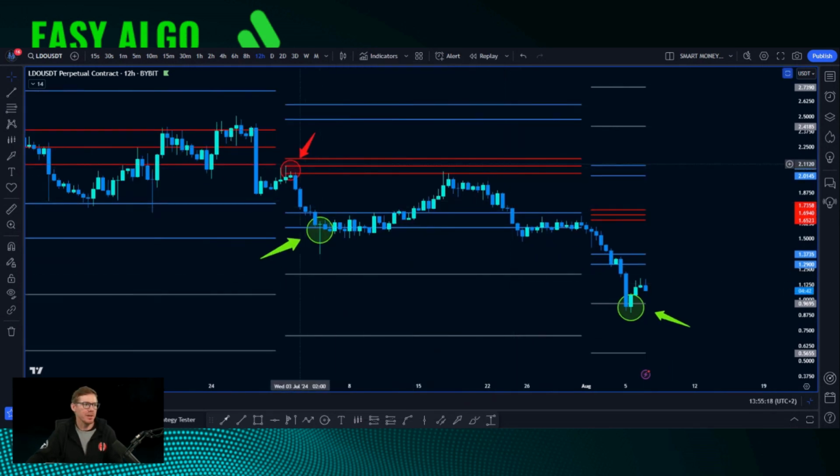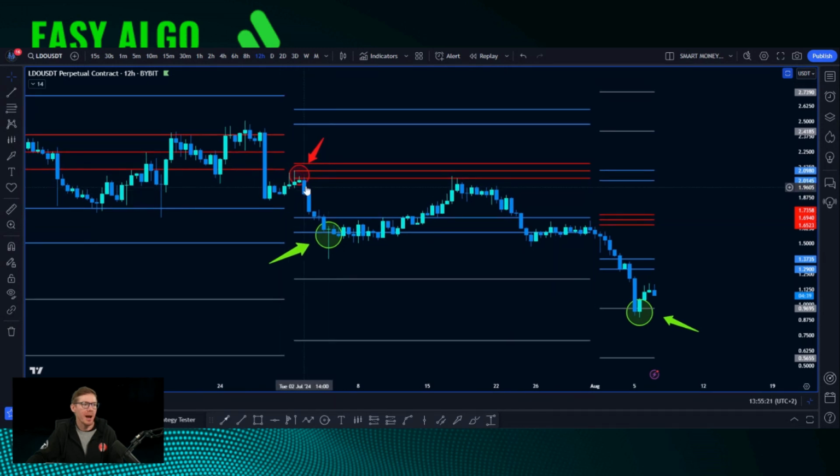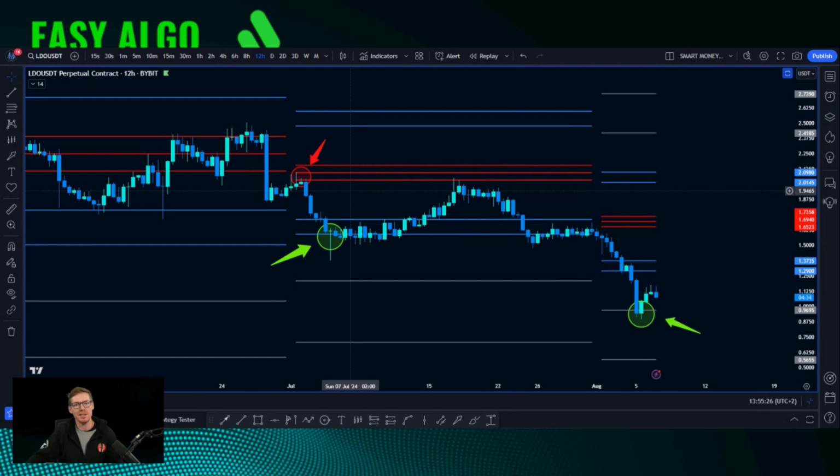So you can see we've got the new month started over here, and price opened up underneath the pivot. This was a clear sign that we were going to be going down. These pivots give us extreme clarity as to what is going to happen in the market. Price opened up underneath, we've got these reversal candles, we've got rejection into the grid, and this is precisely where I entered my trade.